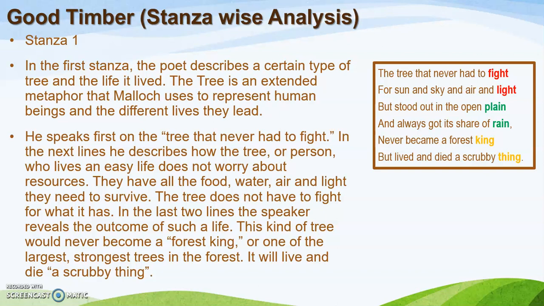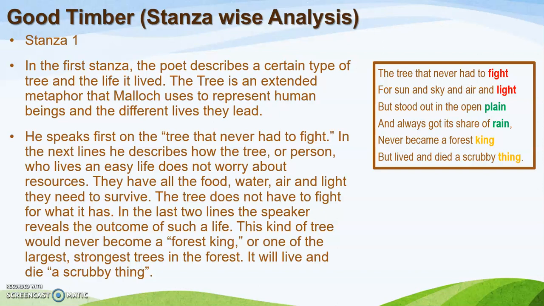So the tree is an extended metaphor that Malloch used to represent human beings and the different lives they lead. So obviously there are two kinds of trees. Similarly, there are two kinds of people. He speaks first of the tree that never had to fight. So he is talking about the tree that got everything very easily.